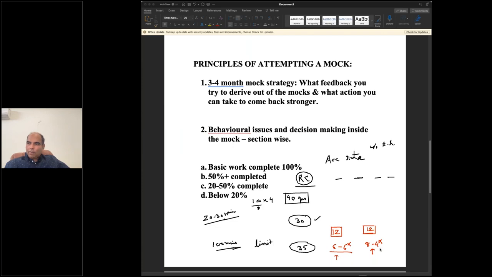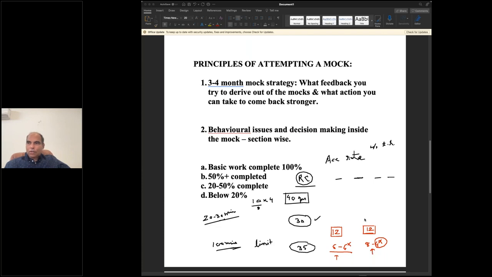How do I eliminate these 4 errors that I'm doing? Is it a problem of comprehension of the passage, or is it a problem of understanding the question, or is it a problem of understanding the options? Is it a problem of reading, not being focused while reading? What is the issue, right?